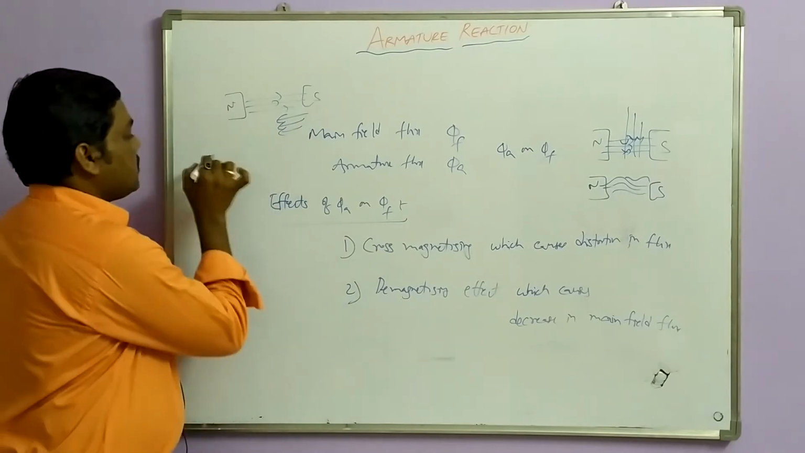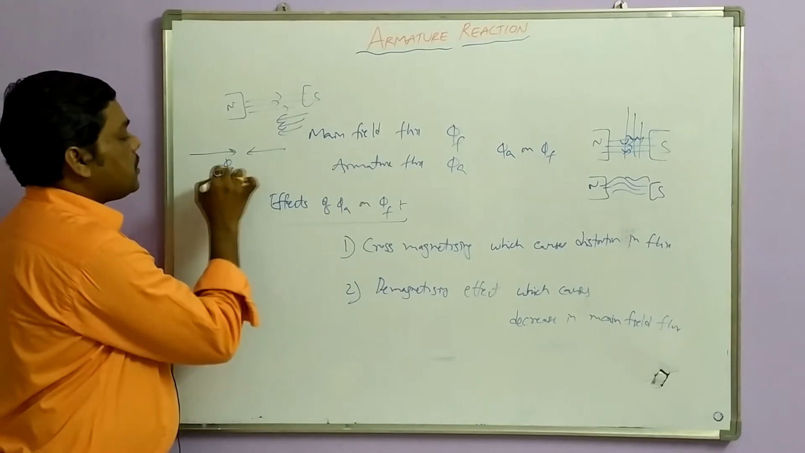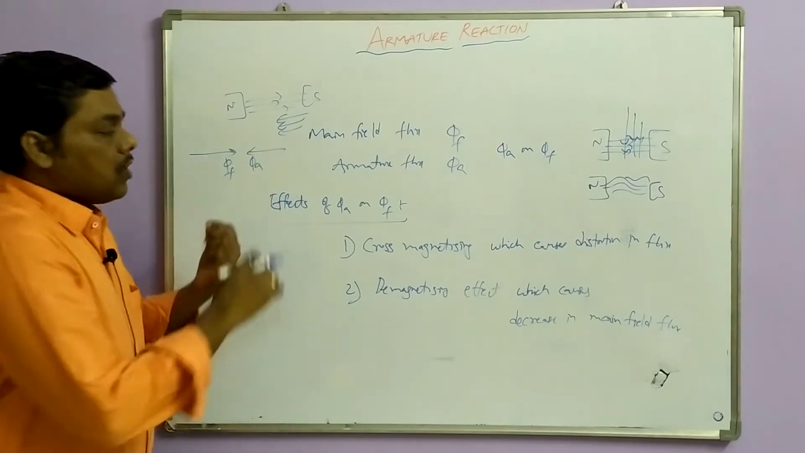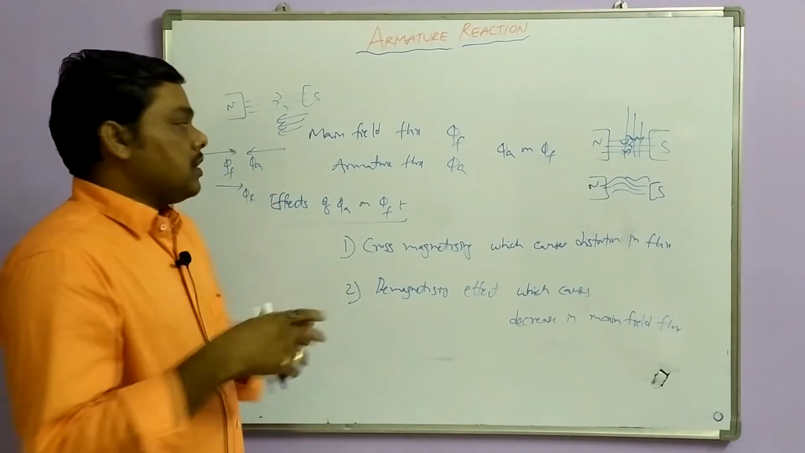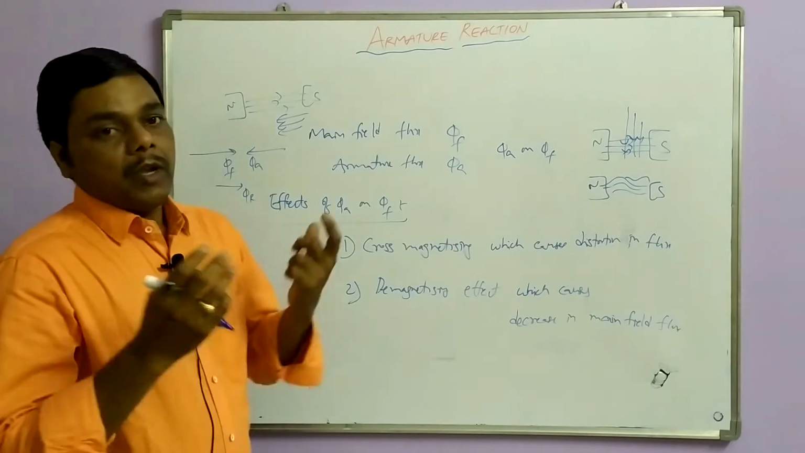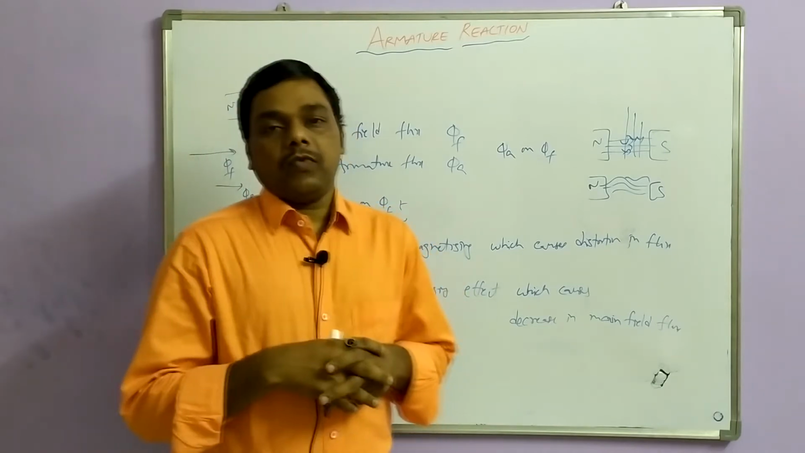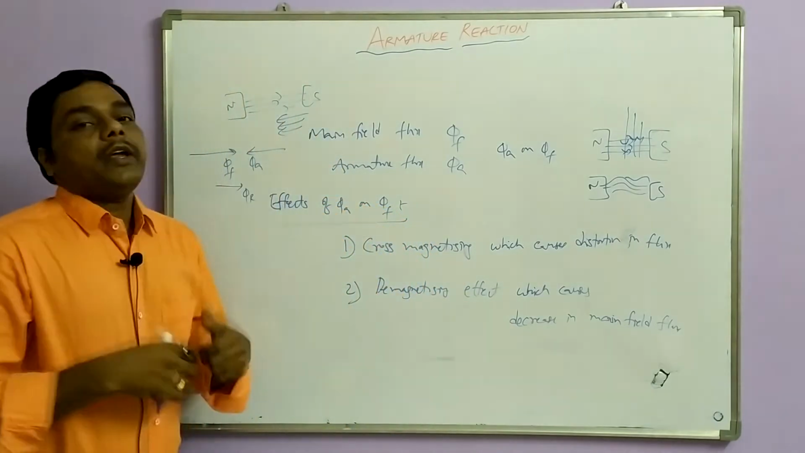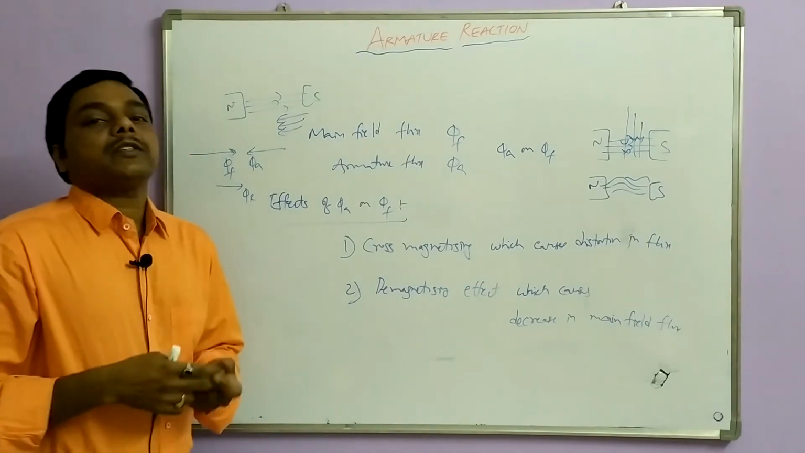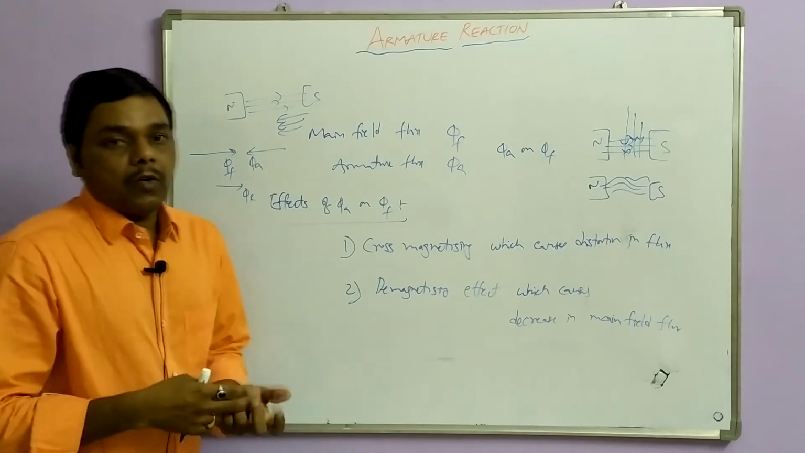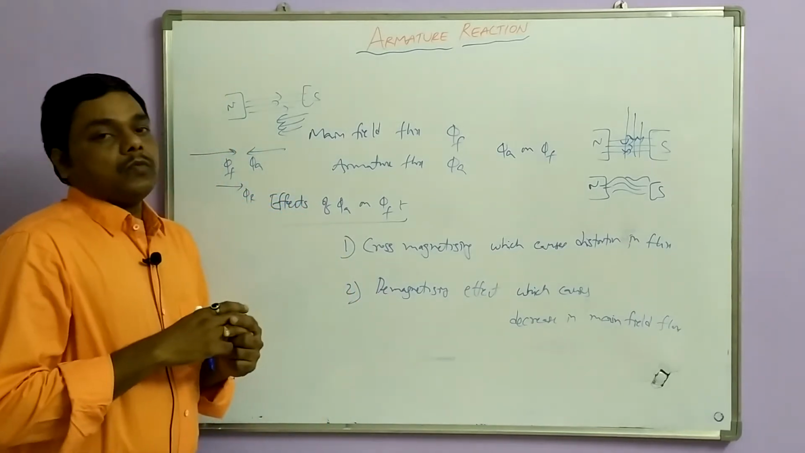So what happens? The main field flux is in this direction, the armature flux is in this direction. So this is pi f and this is pi a. Now the resultant flux will decrease. Why? The armature flux has some quantity, main field flux also has some quantity, so there is a reduction in net flux. So if flux decreases, the induced EMF decreases. So which causes reduction in the speed also. If there is any load connected, there is instability in the generator.